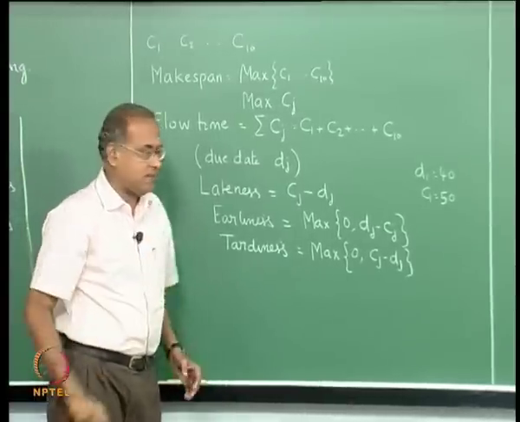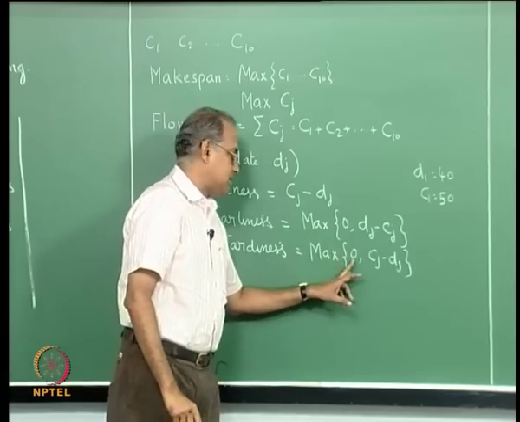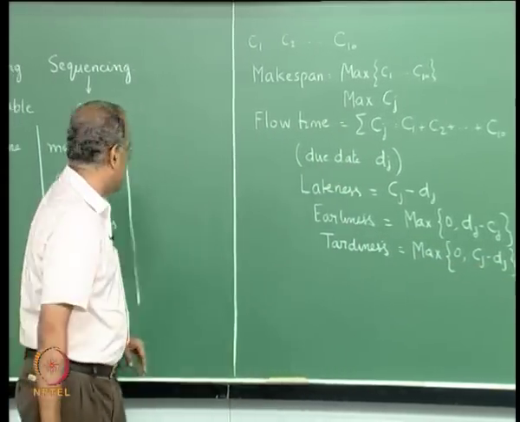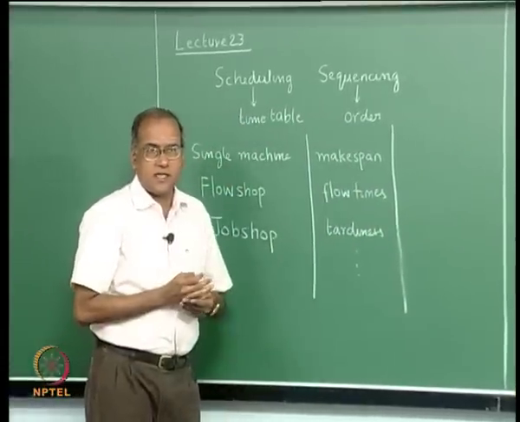So, it is not early. Tardiness is the maximum of 0 and 10. So, tardiness will be 10. So, these are 3 normal objectives in scheduling and sequencing.